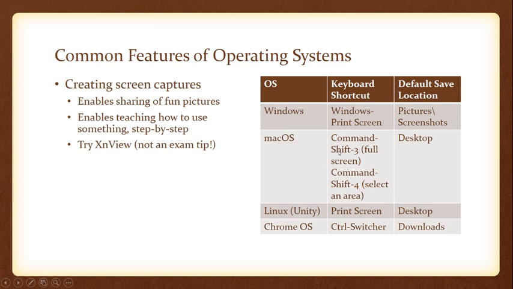In Mac, it's Command-Shift-3 for a full screen, or Command-Shift-4 if you want to select an area. For Linux, it's just a print screen button, and for Chrome OS, we talked about the switcher button, it's Control Switcher to be able to do that. Now, when you do this, let's just talk about Windows since that's what I'm on. When I do Windows Print Screen or Control Print Screen, it doesn't give you any indication that it actually worked, that you actually took a picture of your screen.